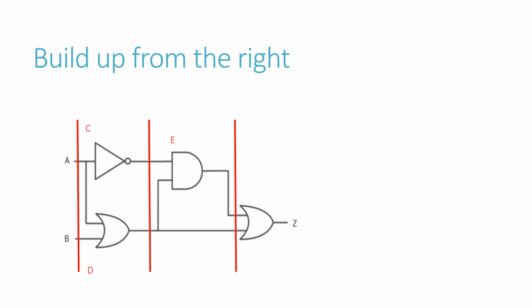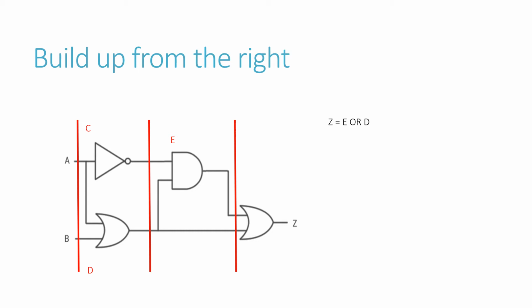Z is the output of an OR gate, isn't it? So Z is E or D. Don't be put off by the splits in the wires. You just follow the wire back to where it came from. So Z is E or D.